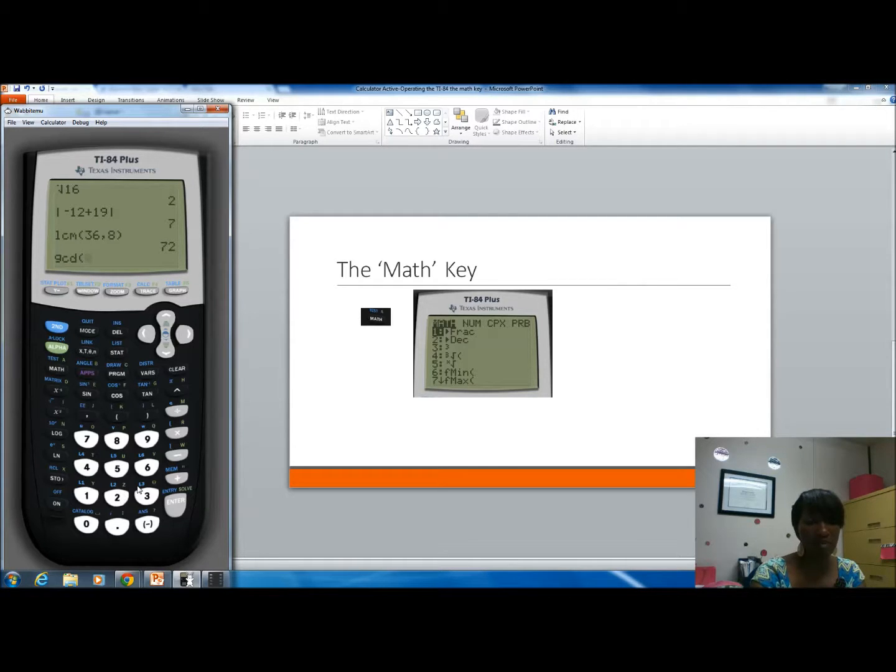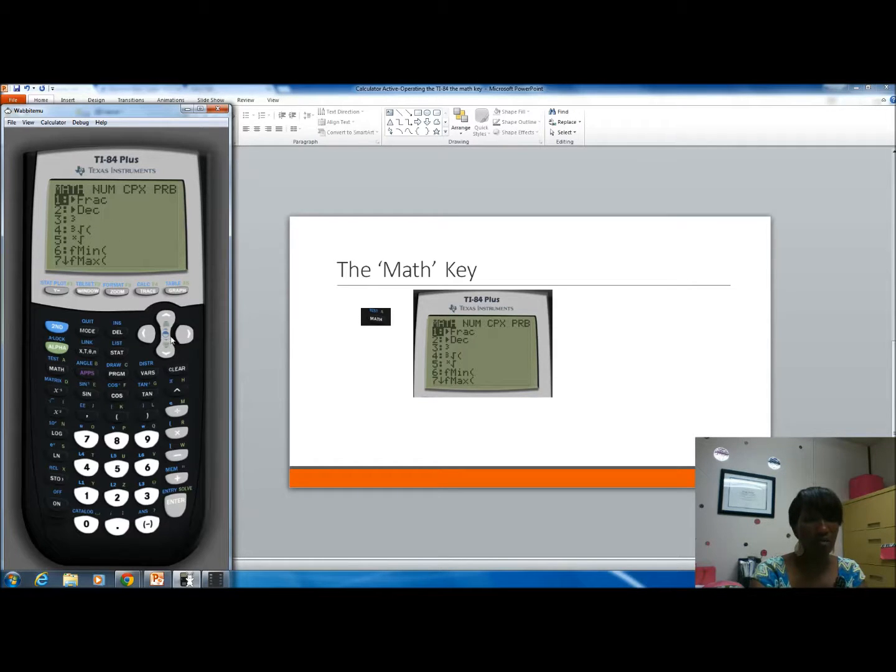Let's find the greatest common divisor between 6. Let's put a comma there to indicate the next number. Let's find it between 6 and 40. Let's close that up and then press enter. So the greatest common divisor between 6 and 40 is 2. And as you can see, it does not matter if you place the largest or the smallest number first.